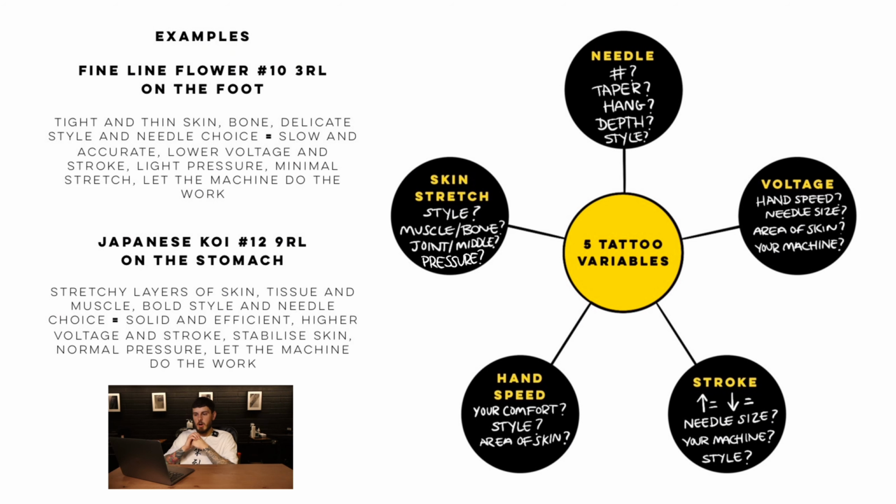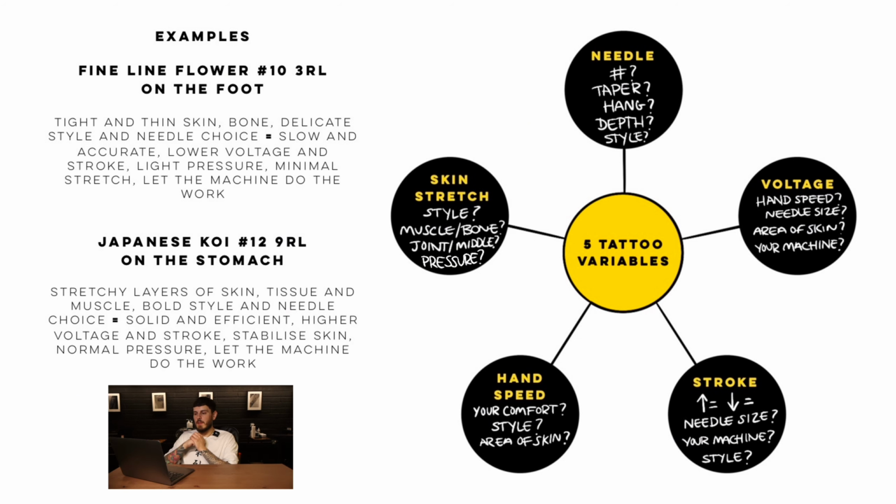We're going to lower our voltage and stroke so that we're not hitting the skin too frequently and doing too much damage to the skin. That will allow us to slow down and be a little bit more accurate in the skin. This is thin skin with bone underneath, so I need a light pressure. The tightness of the skin means I don't need a big stretch, very minimal stretch. Maybe I'm just holding the skin to stop it from bouncing at all.